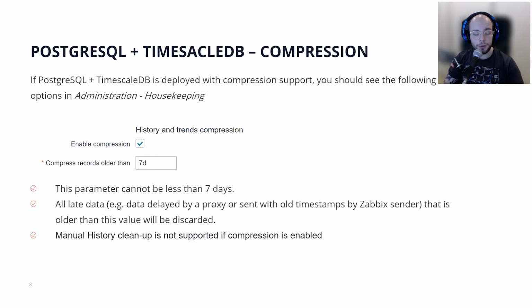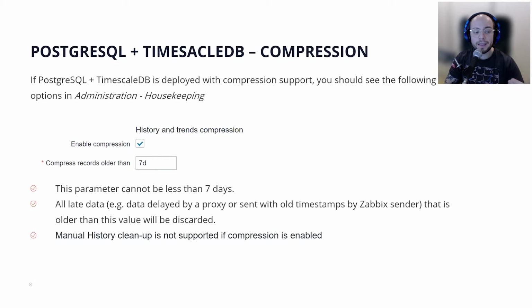Next up, compression. If we have deployed Postgres with Timescale, and we have deployed versions that support compression, we should see the Enable compression checkbox in Administration, Housekeeping. This means that compression is enabled if we're seeing these. This parameter cannot be less than 7 days. So 7 days is the minimum. Compress records older than 7 days. We can only define a higher value for this.